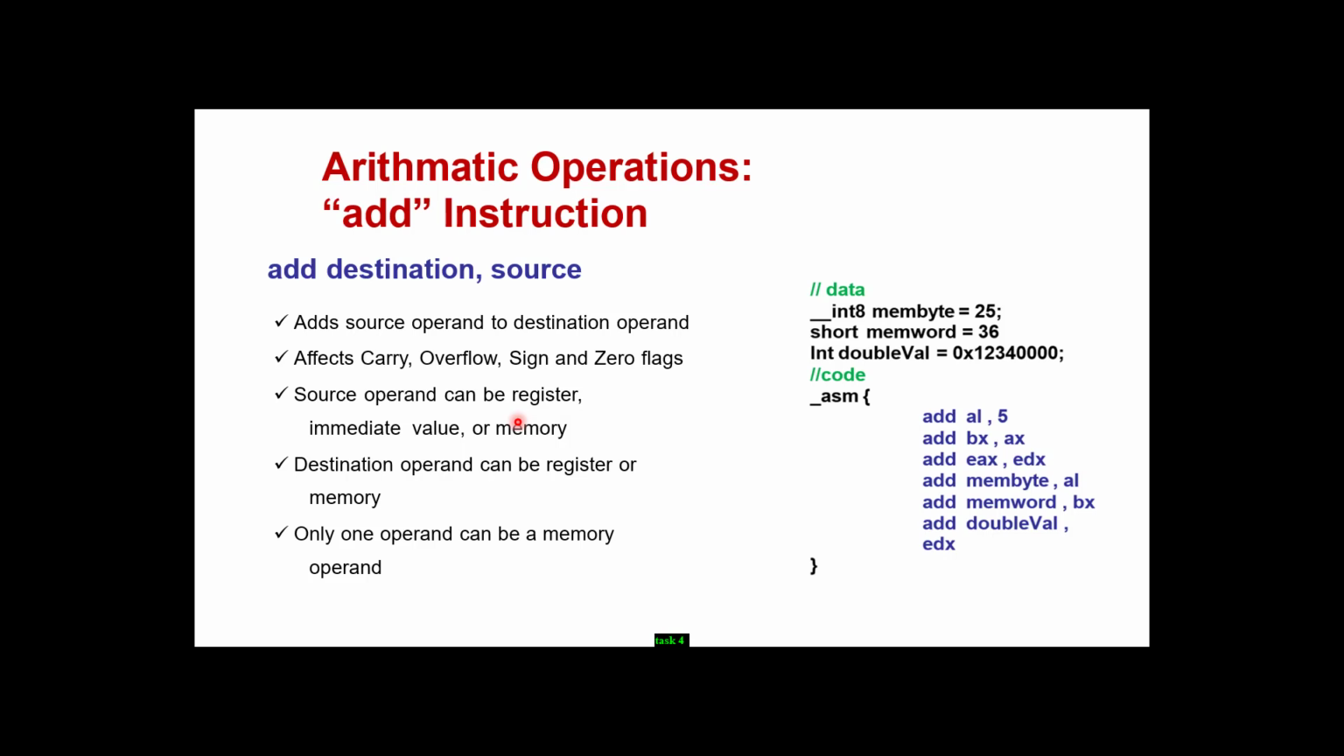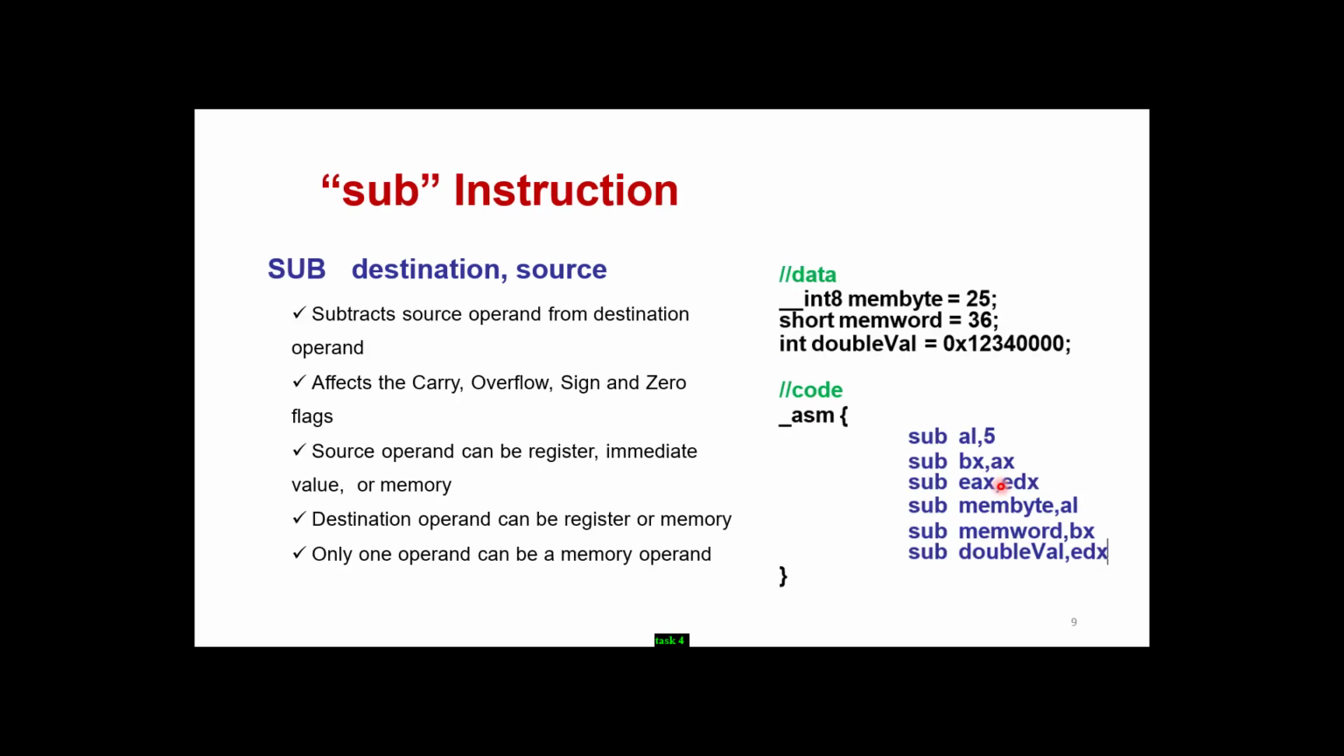Add and subtract. The add instruction will add the source to the destination and store the result in the destination. So 5 plus AL and store the result in AL. AX plus BX and store the result in BX. AL plus a memory location and store the result in the memory location, and so on.